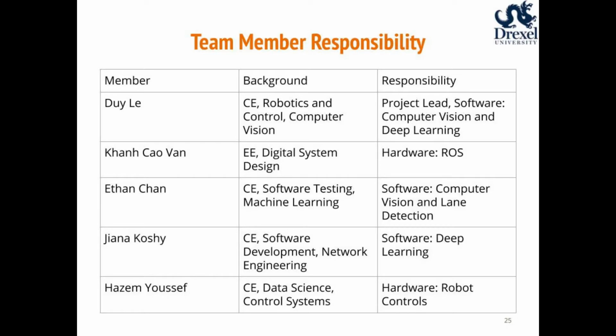This is the responsibility of all team members. Yule, who is the project leader, is in charge of the software of computer vision and deep learning, as well as overseeing the whole project. Kurt Calvan is working on ROS, which is the integration of the whole project. Ethan is the leader in computer vision and lane detection. Gianna is working on the deep learning, the neural network for object detection. Hazem controls the hardware of the robot and all the movement of the robot and integration of all physical parts together into the robot.